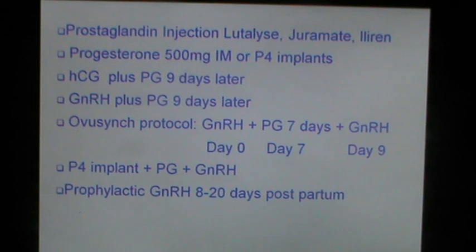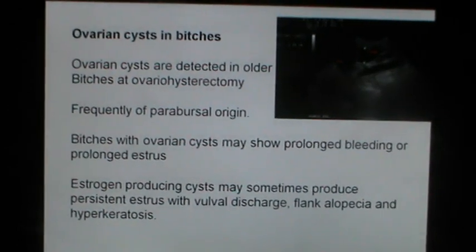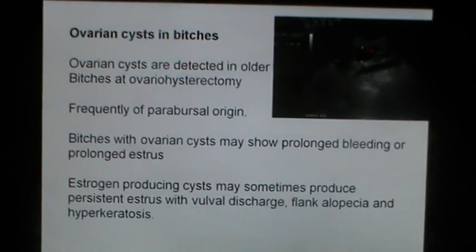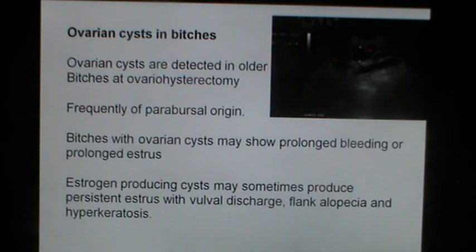A prophylactic administration of GnRH 8 to 20 days postpartum has been suggested to minimize the incidence of ovarian cysts in dairy cows. Then ovarian cysts in the bitches. Ovarian cysts are detected in older bitches, generally at ovariohysterectomy. They are frequently of parabursal origin.